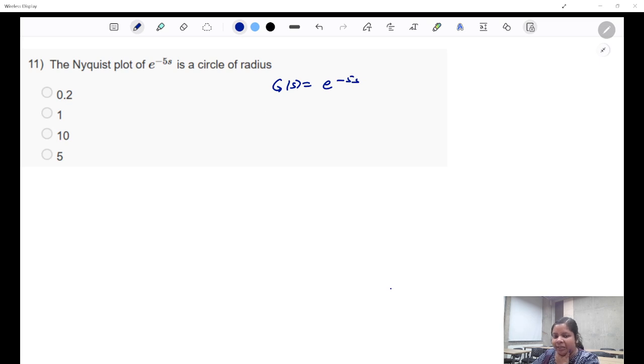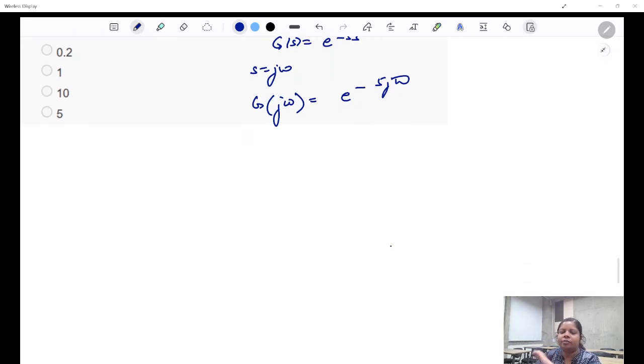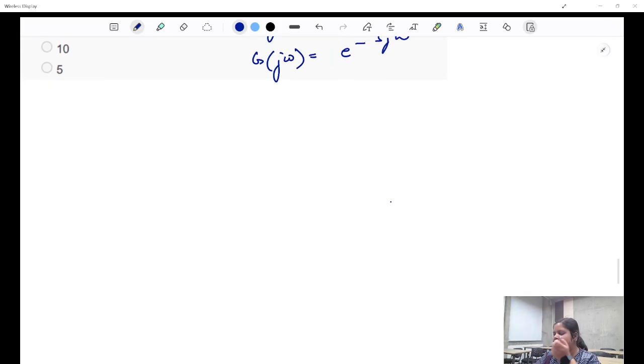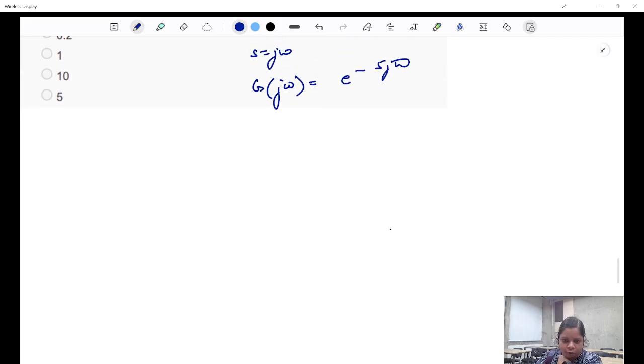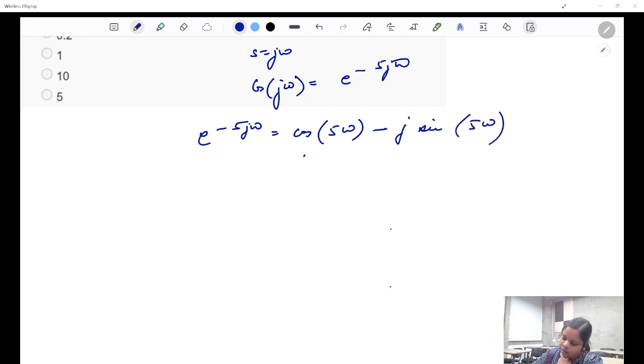When you substitute s is equal to j omega, it's G(j omega) is e to the power minus 5 j omega. So this is a pure phase factor, as the magnitude is 1. If we express it in trigonometric form, what is it going to be? e to the power minus 5 j omega is cos 5 omega minus j sine 5 omega. So this is your real part and this is your imaginary part.